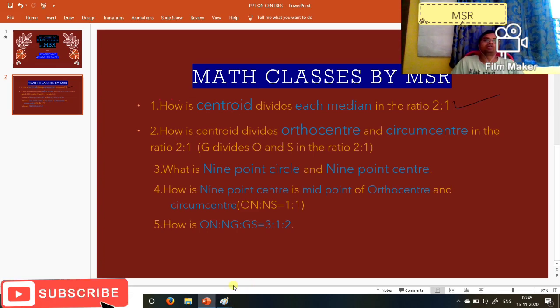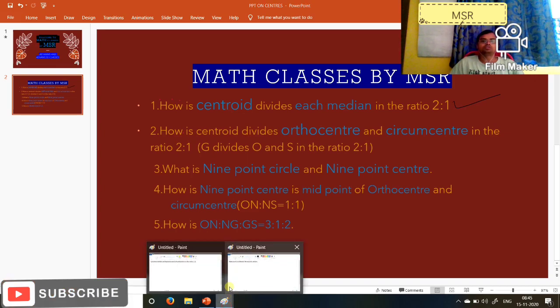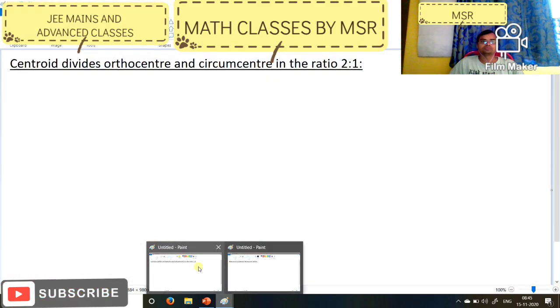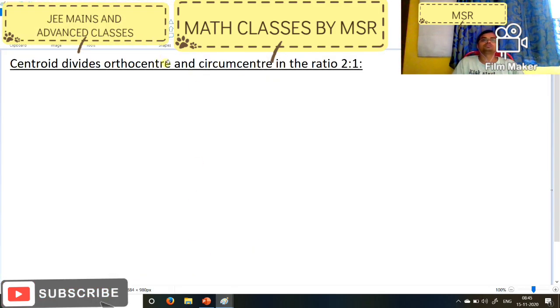The first point, which we already discussed yesterday, is that the centroid divides each median in the ratio 2:1. Now we are going to discuss how the centroid divides the orthocenter and circumcenter in the ratio 2:1. This point we are going to derive now.